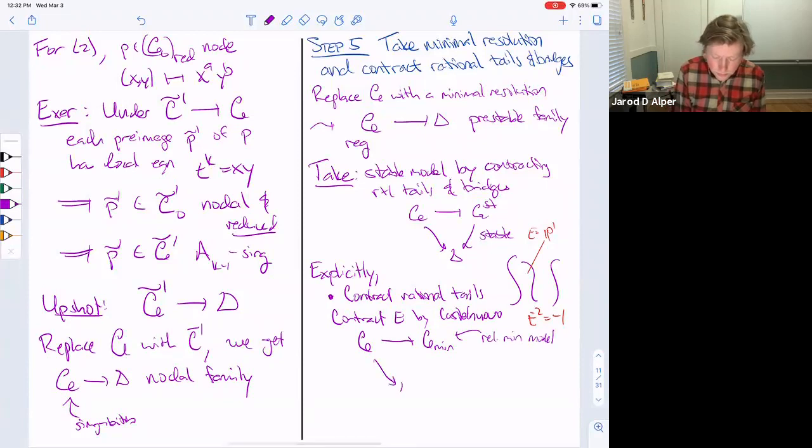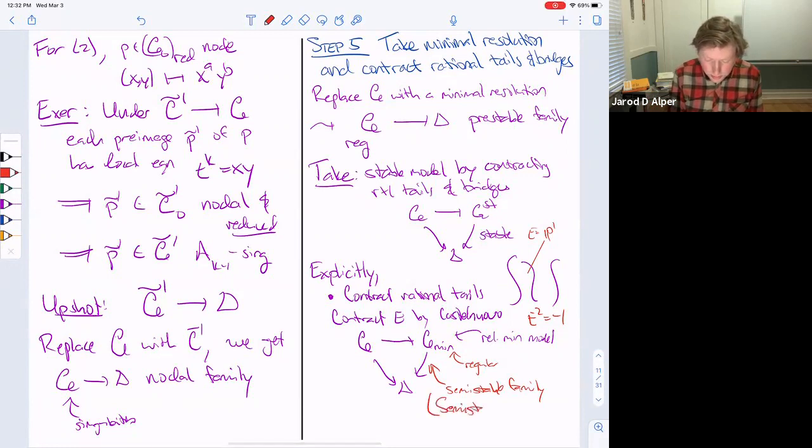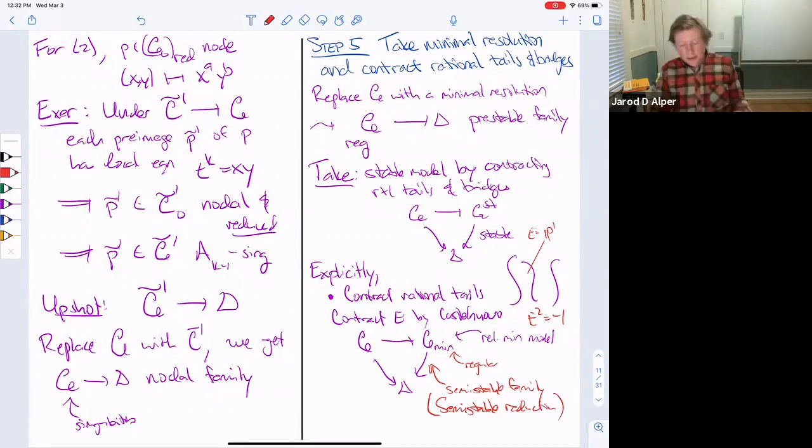And now the total family here is still regular. And now there are no rational tails anymore. So this is a semi-stable family. And in fact, you could stop at this step. You could call this the semi-stable reduction, where you've filled in the central fiber in your family so that the central fiber is semi-stable and the total family is regular, which is a desirable property.